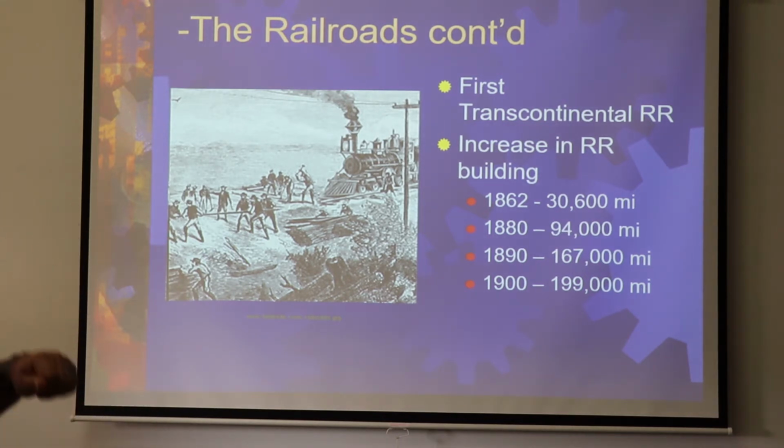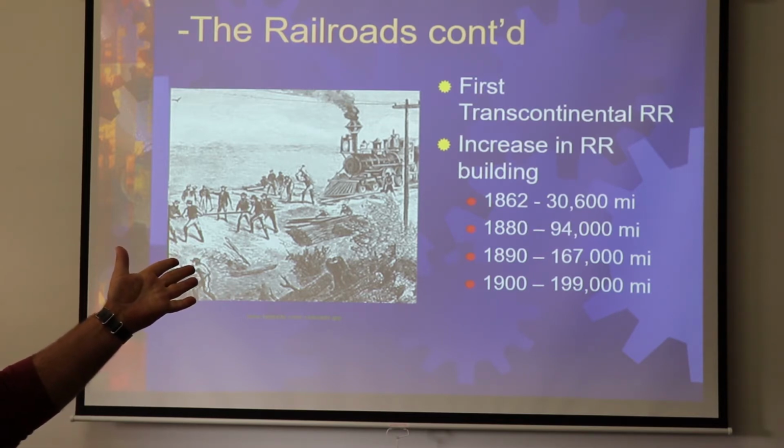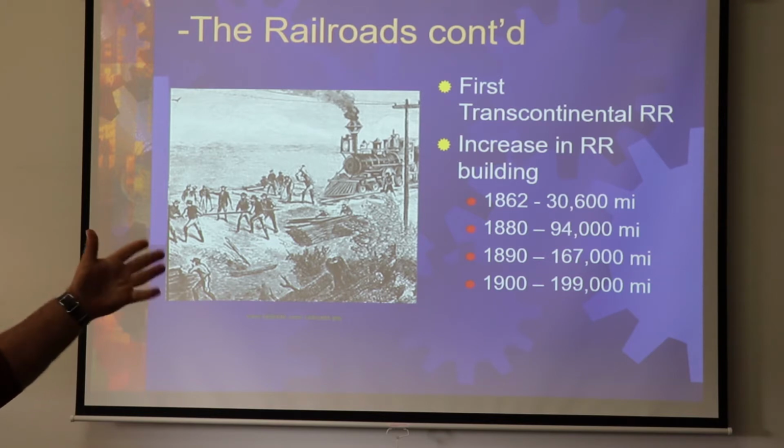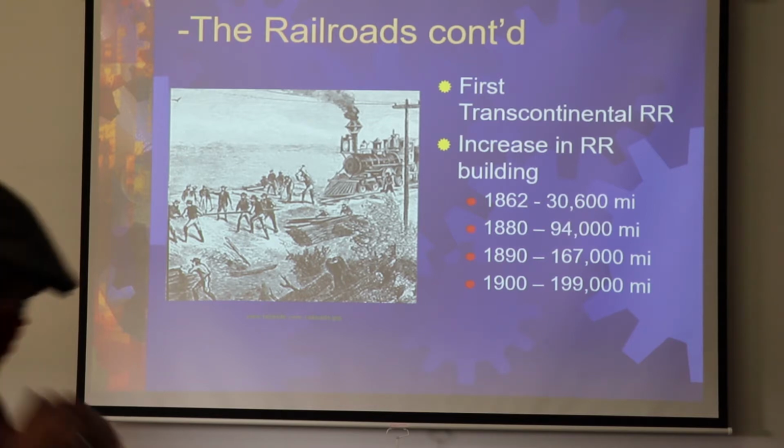But as you can see, in 1862, we only had 30,600 miles of track. By 1880, it's up to 94,000 miles of track. By 1890, it's 167,000 miles of track. And by 1900, we've almost got 200,000 miles of track here in America.